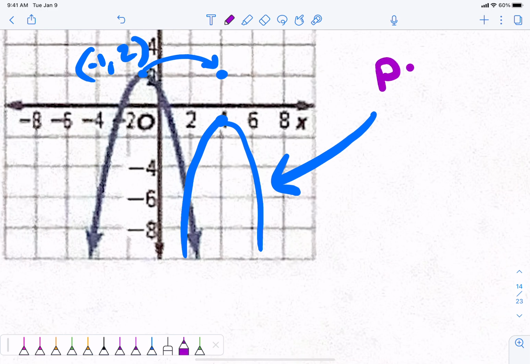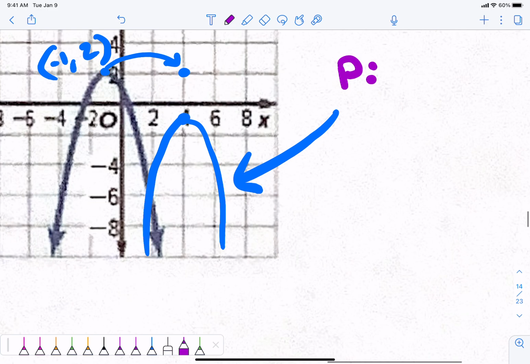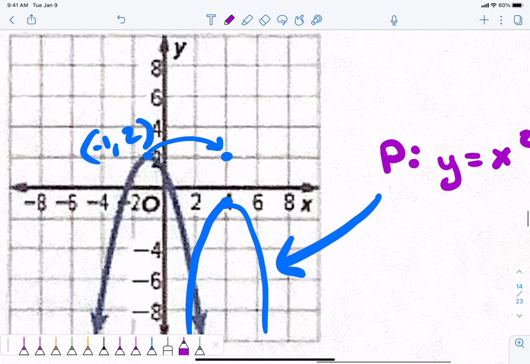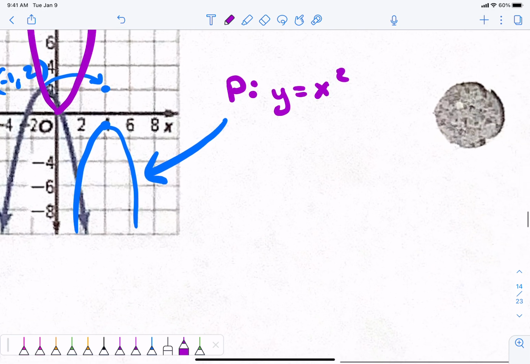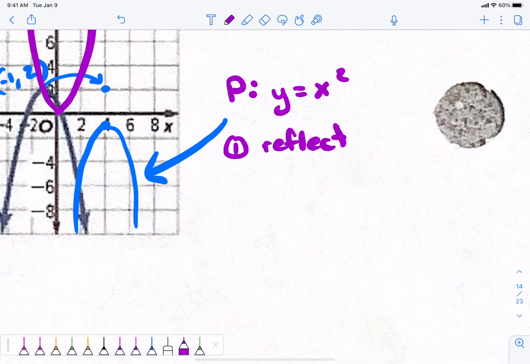Now, what is its parent? What does it look like? y equals x squared. Okay, now we have to figure out what's being done to it. y equals x squared just looks like this, right? So let's figure out how we got from the purple to the blue. What did we do to it? I heard Reese say that we reflected it. Reflect over x, right? We've made it go down.